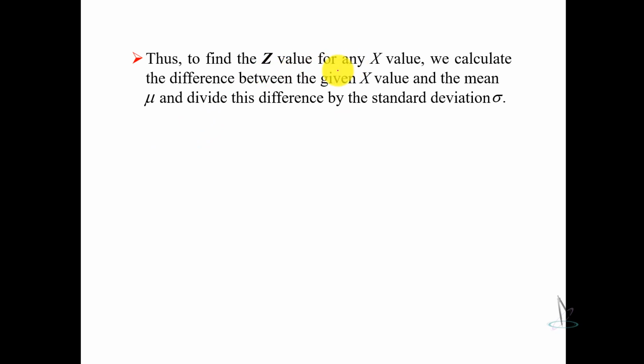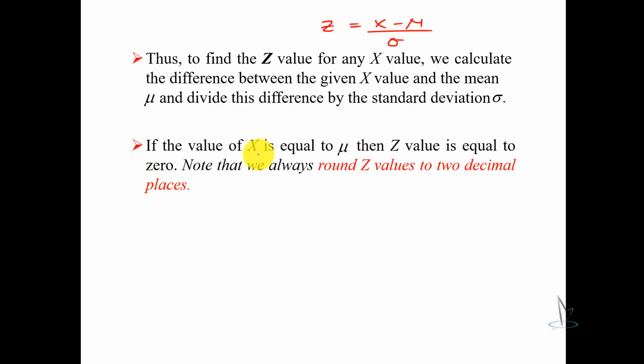Okay, so to find the z value for any x value, we need to calculate the difference. So this is the meaning of z equal to x minus mu over sigma. Basically, if x is equal to mu, then x minus mu is simply equal to 0. Then the value of z is equal to 0 over sigma, which means that z is definitely equal to 0.